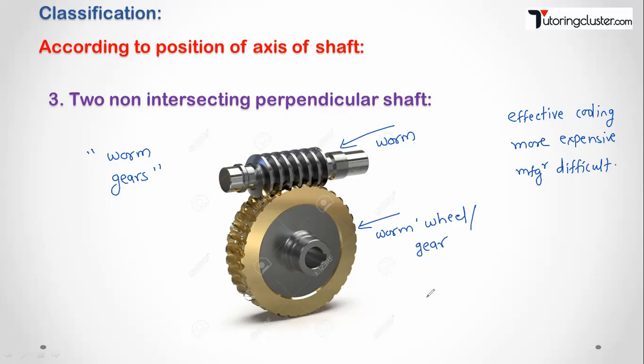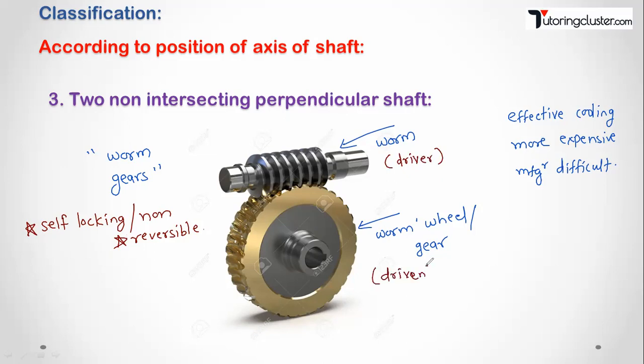The major point which you have to remember in case of worm gears is that these are self locking, or these are called non reversible. Now, why is it called self locking or non reversible? Here the worm always acts as a driver, while the worm wheel always acts as the driven member. This is how the power is going to flow.